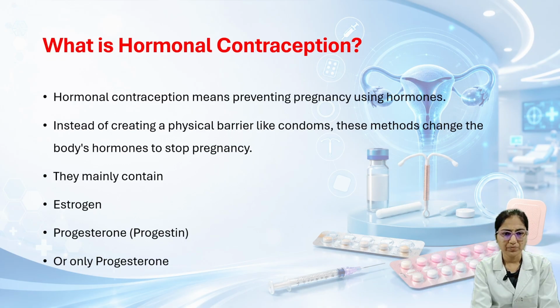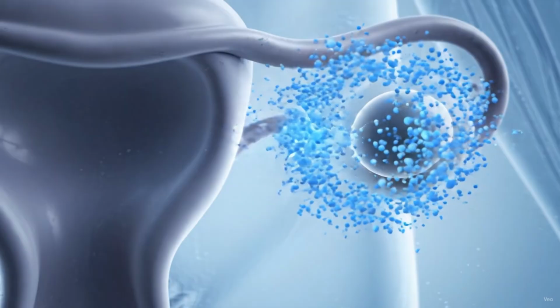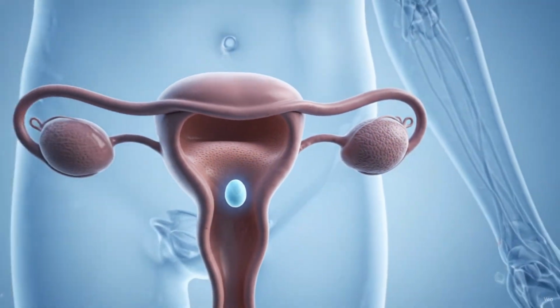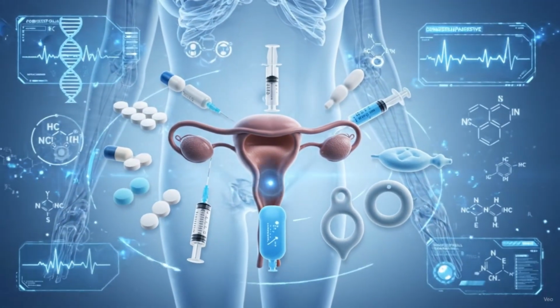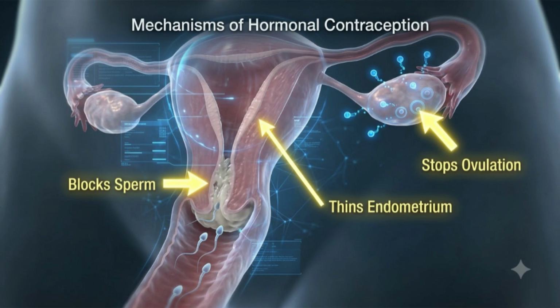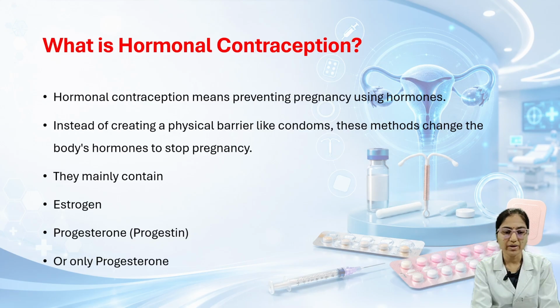First, we'll see what hormonal contraception is. Hormonal contraception means preventing pregnancy using hormones. Instead of creating a physical barrier like condoms, these methods change the body's hormones to stop pregnancy. They mainly contain hormones: estrogen and progesterone, or only progesterone.